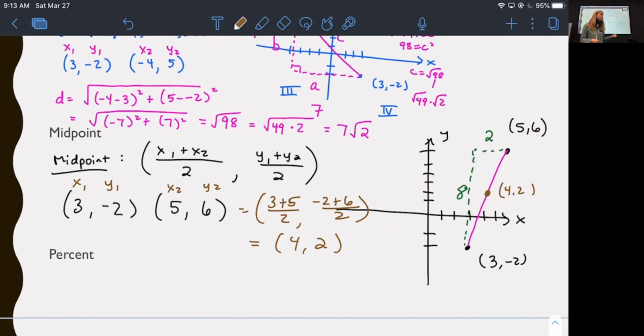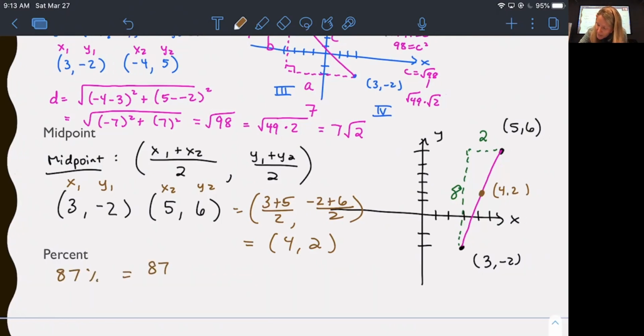Percents. Percents show up on the test. You all have different ways that you think through percents, right? So we'll look at a couple problems on that practice test. But a percent is just a number out of what? 100. So if you had 87%, it's 87 over 100, right? So just remember, if you're given a percent, it's a number out of 100. So you can write it as a number out of 100. You can also write it as a decimal. What's 87% as a decimal?